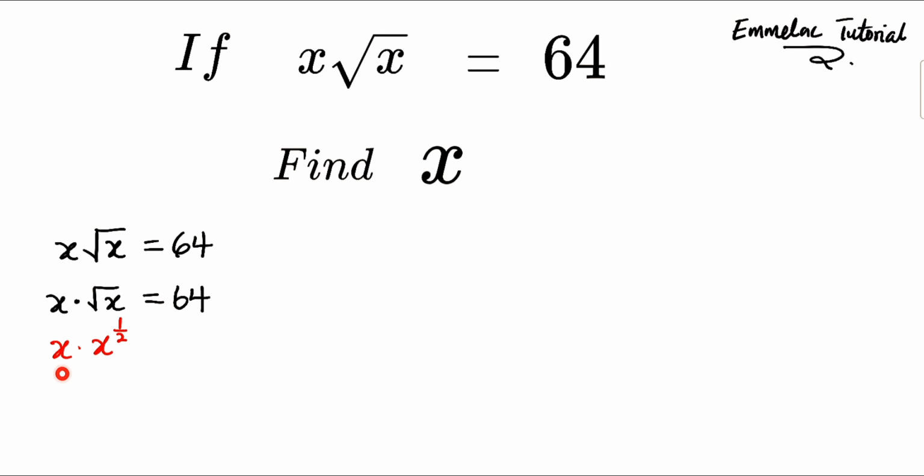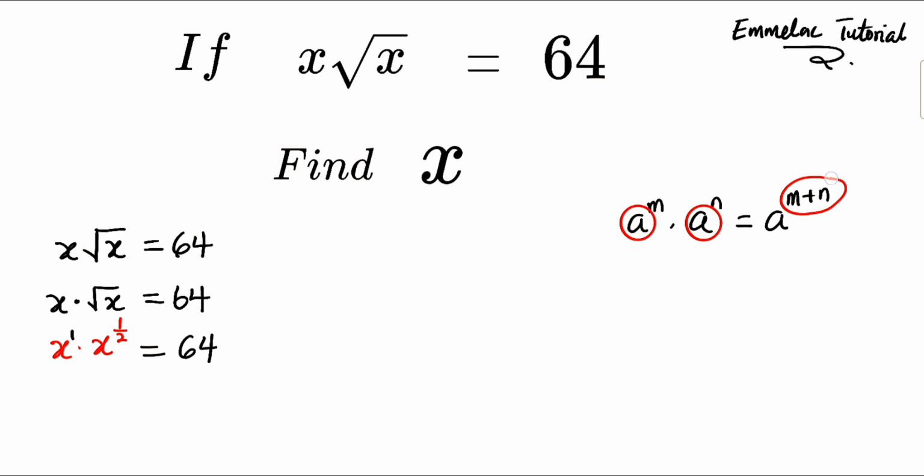Continuing from this side, you get to see that we have x here, which is the same as x raised to 1, and this all equals 64. Also recall that when you have a raised to m times a raised to n, this gives us a raised to m plus n, as long as you have the same base. All we just need to do is to take one of the base and sum up the exponent.